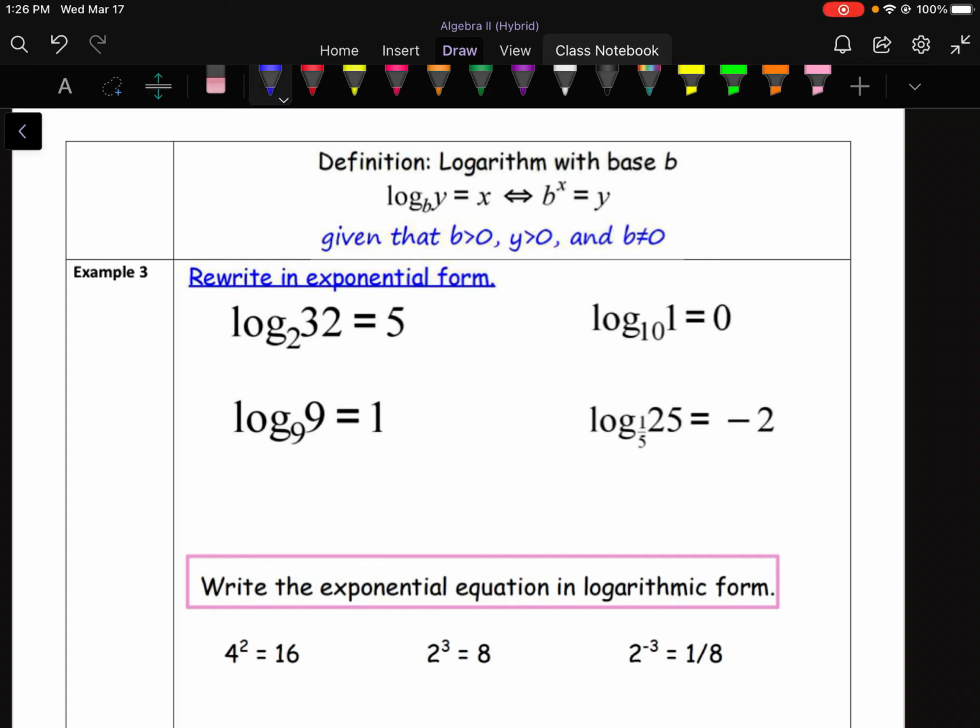So log base 2 of 32 equals 5. So how can I write that in exponential form so maybe it means something to you? So what you do is you start by taking the base of your log. That becomes the base of your exponential equation. Then you take what it equals. That becomes the exponent.